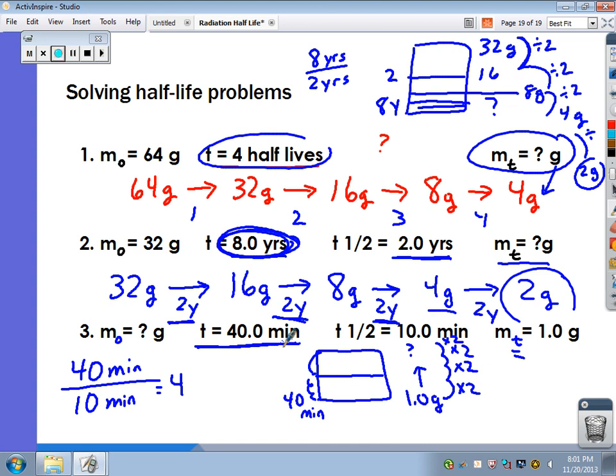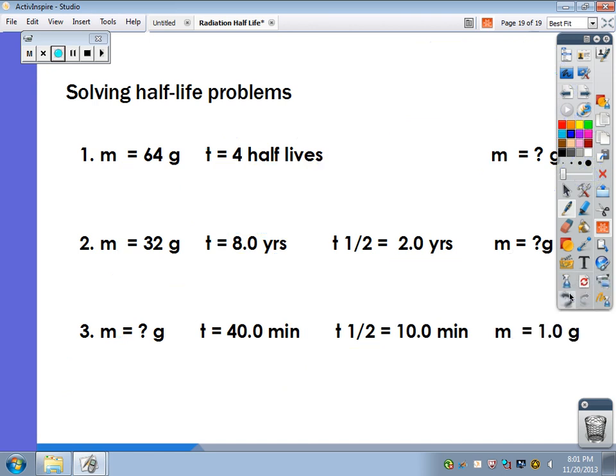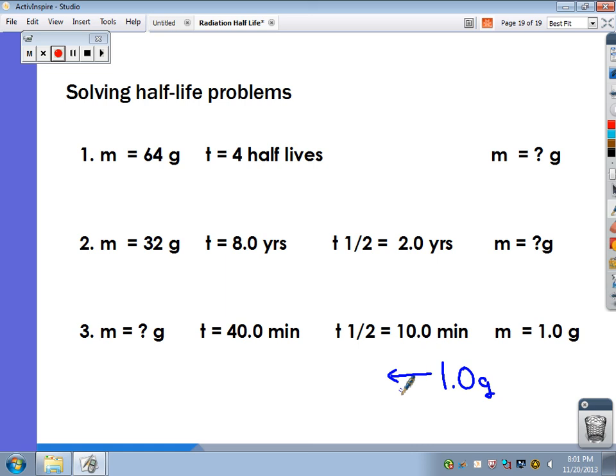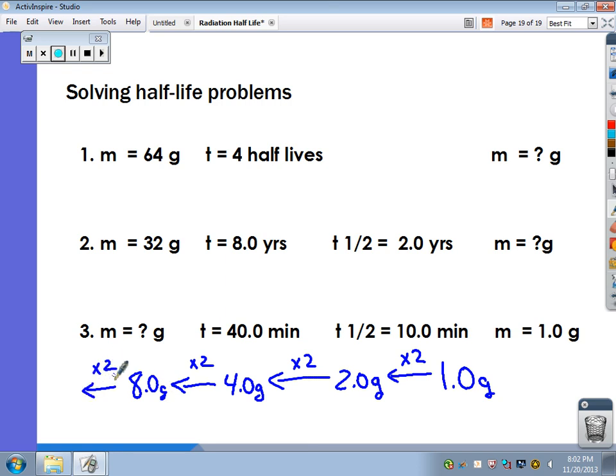So let me get rid of this mess here. Okay. So if I have 1 gram left, you can even put it over here and work backwards. If I double that, I have 2 grams. That's 1 half-life. If I double it, I have 4 grams. If I double it, I have 8 grams. And if I double that, I have 16 grams. So you could do it backwards and have it make sense as well.